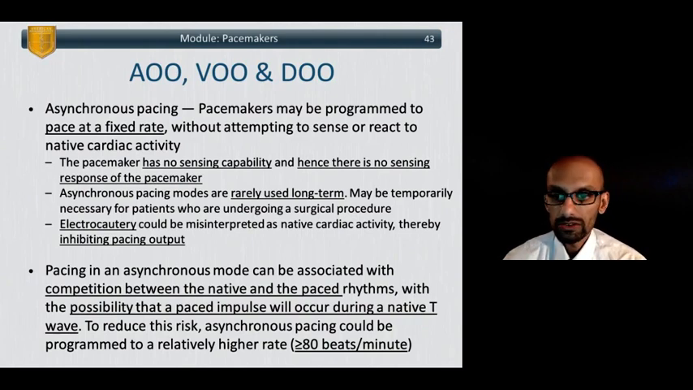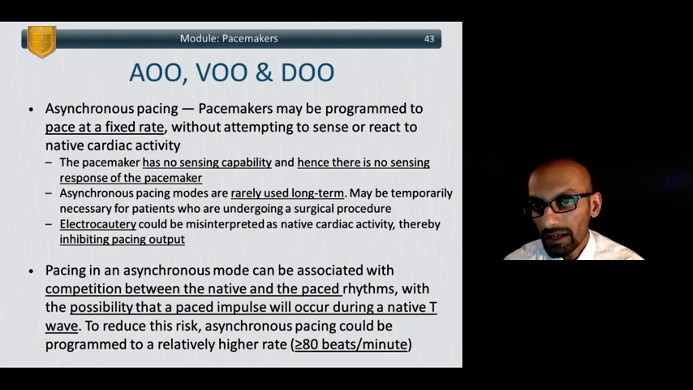Asynchronous pacing modes aren't really used long term, but they can be if the patient is entirely pacemaker dependent, okay? You can get competition between native and paced rhythms, the possibility of a paced impulse occurring on a native T wave. So to reduce that risk, asynchronous pacing is usually programmed to a relatively higher heart rate, around 80 beats per minute. And that's why your patients, when they're reprogrammed by cardiology to DOO, VOO, whatever, they're usually pacing around 80 to 85 beats per minute. They want to just keep the patient with a heart rate fast enough so that they avoid pacing right on a native escape rhythm.